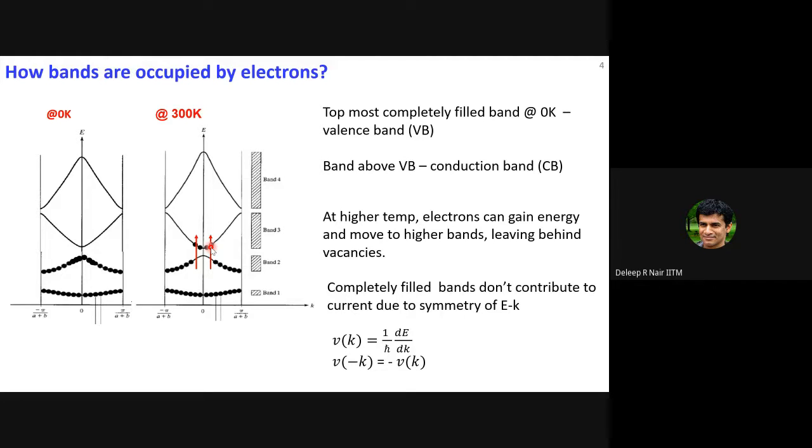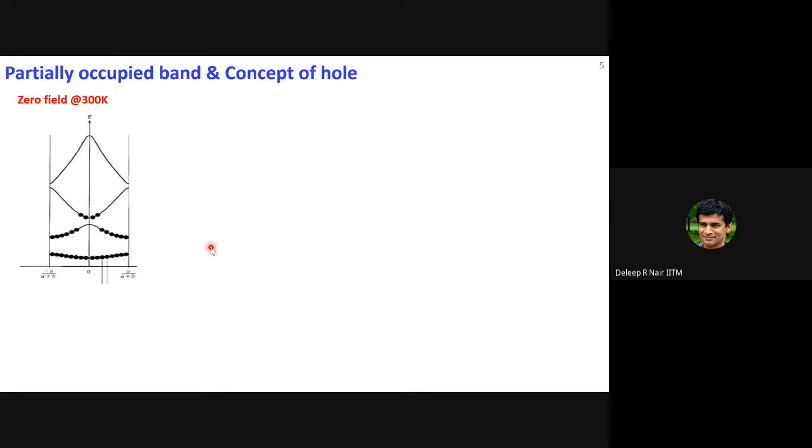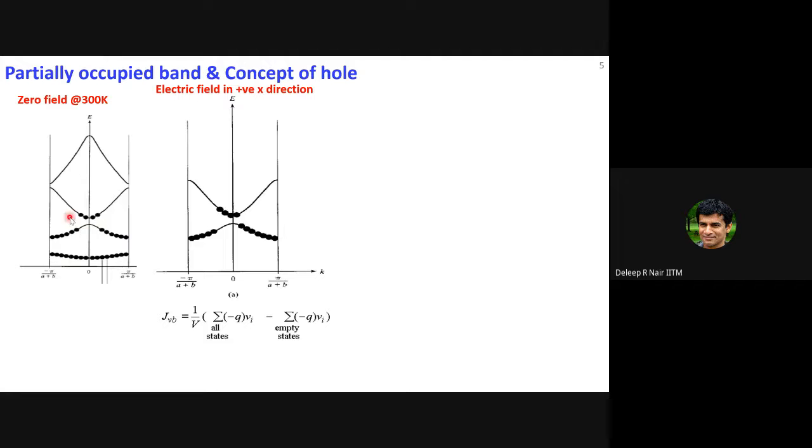Now let us see what happens when an electric field is applied to the system. This is the case of zero field, from the previous slide. Now what we have done is omit the completely filled band and completely empty bands, so we only focus on these two bands: this is the conduction band and this is the valence band. Suppose we apply an electric field in the positive x direction. Let's take the case of the electrons in the conduction band.